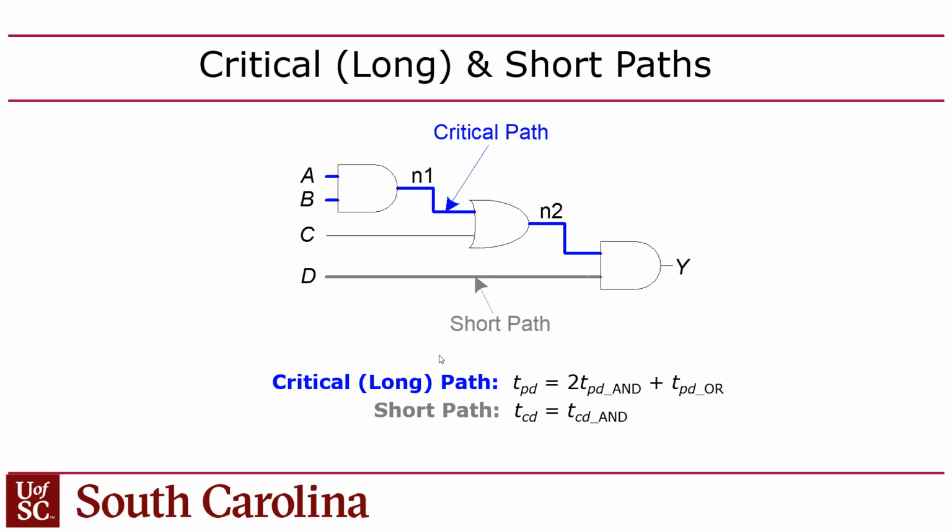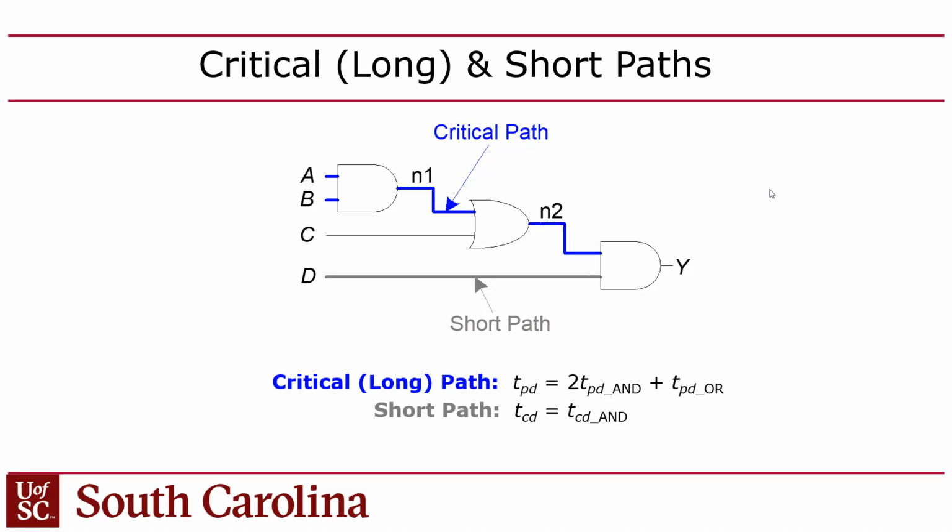So this guy has 3 gates in it, and you can see that if the D input changes, that D only has to go through one gate to make it to the Y, right? Whereas if A or B change, they have to go through 3 gates. So we have an imbalance in this circuit where we have a long path from A and B to Y, and there's a short path from D to Y. So the long path is usually called the critical path, and the short path is called the short path.